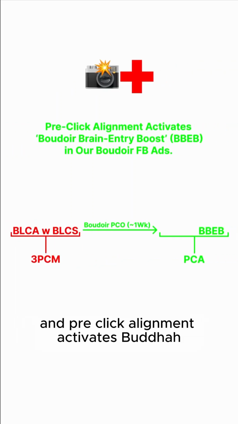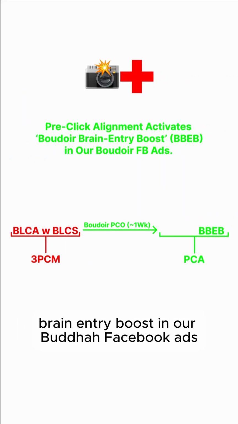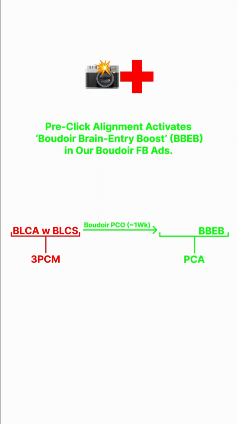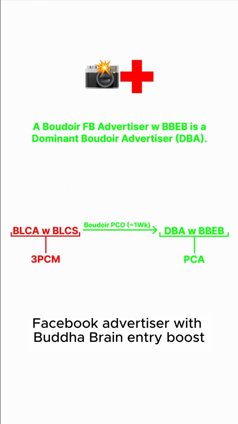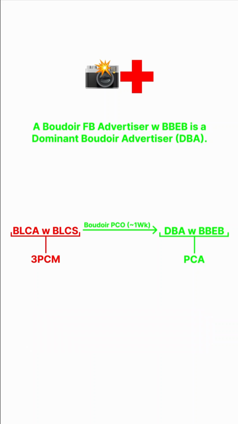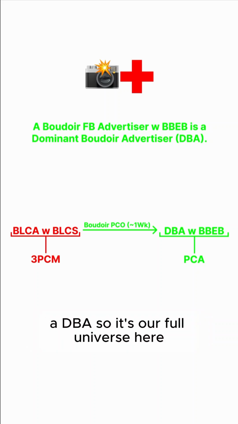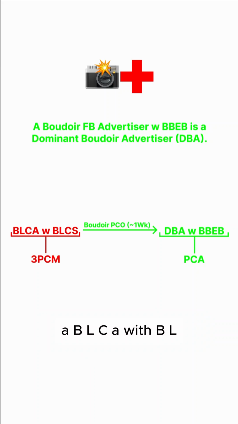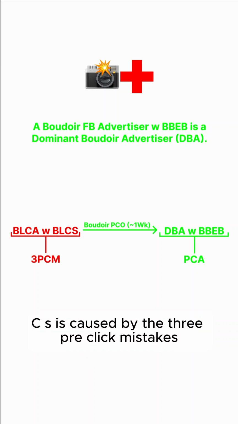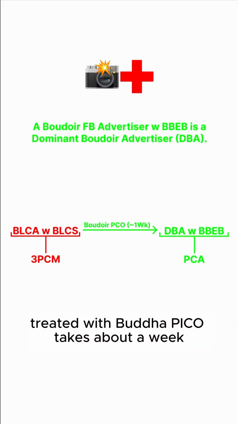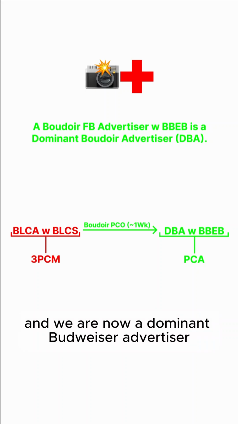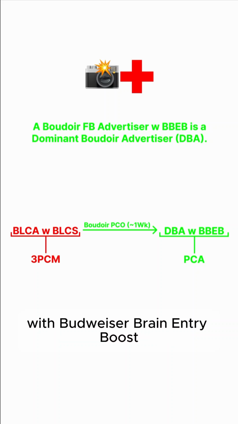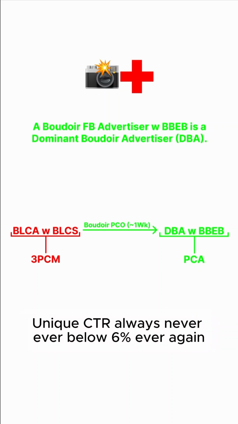So we get rid of the three pre-click mistakes and we have pre-click alignment. And pre-click alignment activates boudoir brain entry boost in our boudoir Facebook ads. Basically, we've got the unique CTR above 6%. And a boudoir Facebook advertiser with boudoir brain entry boost is a dominant boudoir advertiser, a DBA. So that's our full universe here. A BLCA with BLCS, caused by the three pre-click mistakes, treated with boudoir Pico, takes about a week. We invented that. We achieve pre-click alignment, and we are now a dominant boudoir advertiser with boudoir brain entry boost. Unique CTR is never ever below 6% ever again.